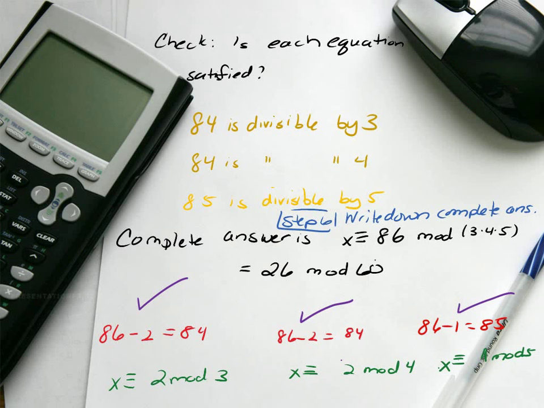But what mod am I working in? I'm working in mod 60. And I'm going to scale it back down. 86 is larger than 60, so I need to look at the remainder when I take 86 divided by 60, and that's 26.